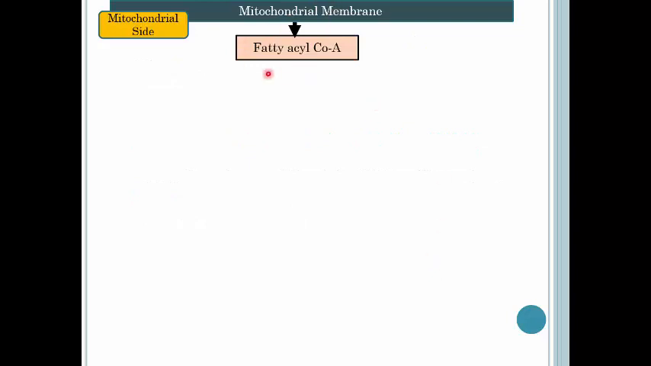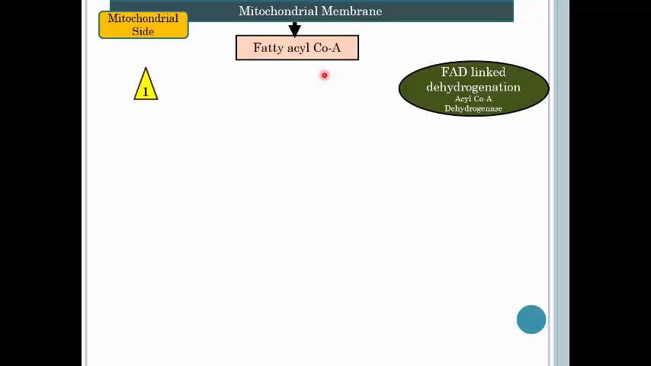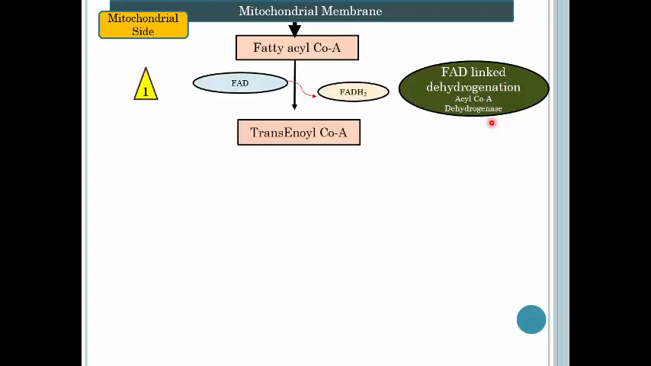So now the fatty acid molecule in the form of fatty acyl CoA has entered into the mitochondria, and in the first step, that is FAD-linked dehydrogenation, the enzyme is acyl CoA dehydrogenase, and with the help of FAD it will produce trans-enol CoA and also generate the FADH2.